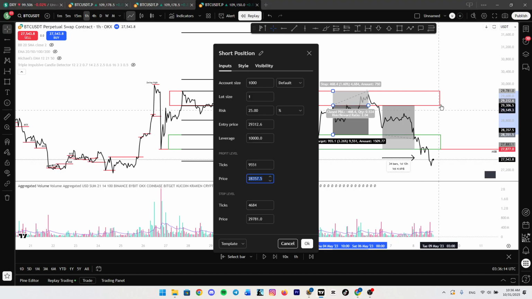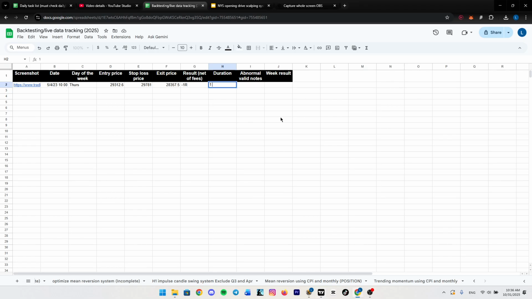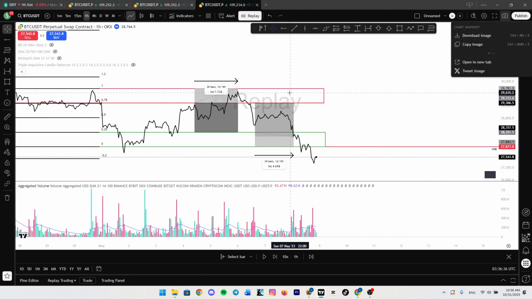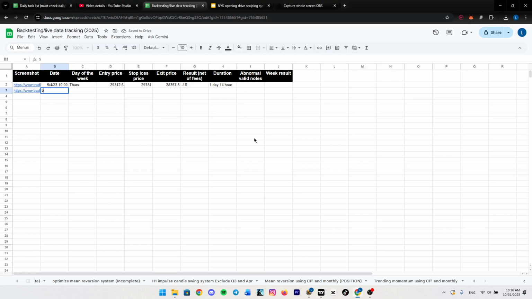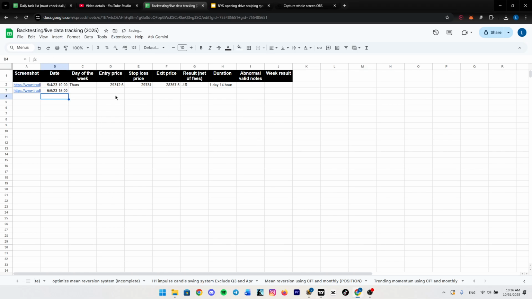Now, duration. Use this tool to measure. It's 1 day, 14 hours. If you have anything to take note of, take notes. If not, then continue on. Now, take another screenshot on the second trade. Check out the dates. It's on May 6, 2023 at 15 UTC, Saturday.